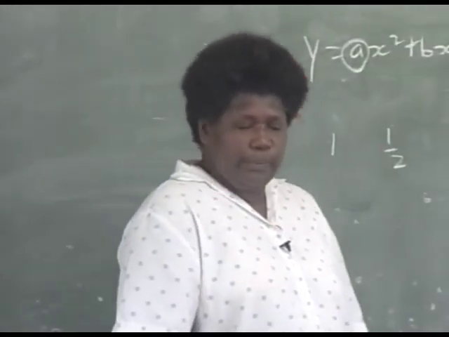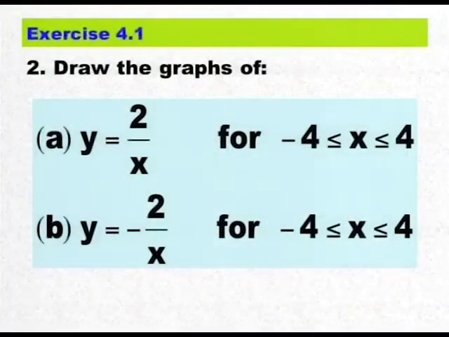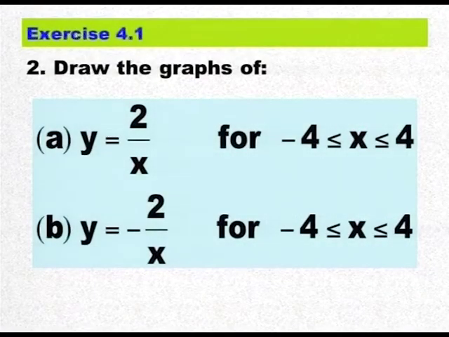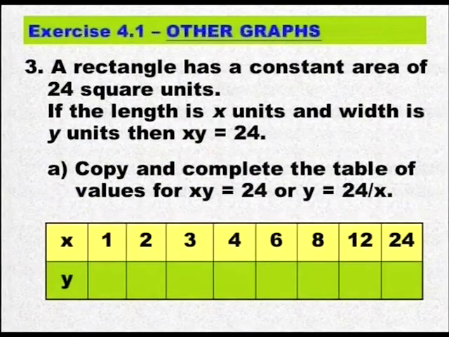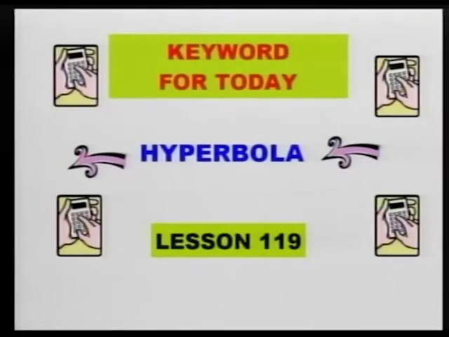Okay, this is what you are going to do for homework. You are going to draw two graphs on one set of axes only: y equals 2 on x, and y equals negative 1 on x. That's not all. Question 3. No question 4. Okay, these types of curves are called hyperbolas. So the keyword is hyperbola.